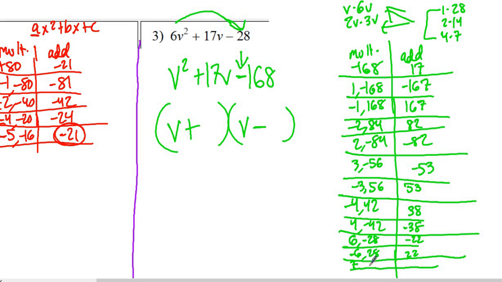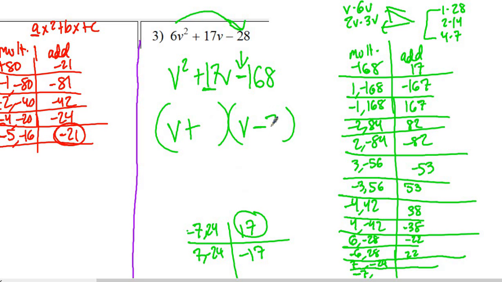7 goes into that negative 24 times, or negative 7 goes, sorry, I'm running out of space here. Let me add it right here instead. Negative 7 times positive 24, or positive 7 times negative 24. This is negative 17, but we want it to be positive 17, and so it's this one. So v minus 7, v plus 24.